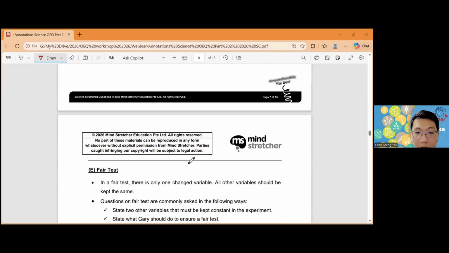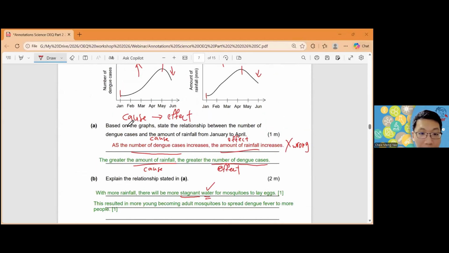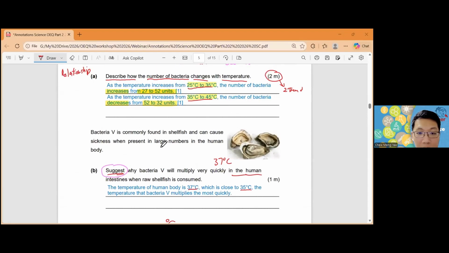I'm going to move on to fair test already. Next one is fair test. Question 4B, sorry. 4B, I'm not done. This one. 4B is this one.